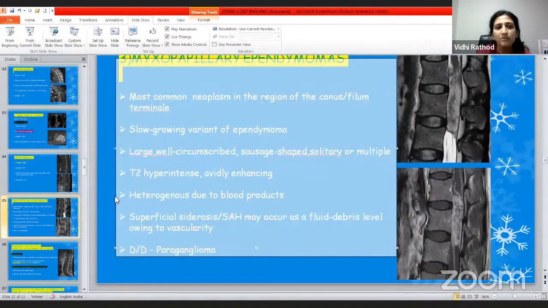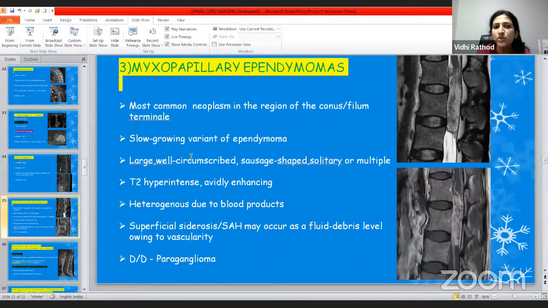Myxopapillary ependymomas. Myxopapillary ependymomas are the most common neoplasms in the region of the conus or filum terminale. Actually, myxopapillary ependymomas are intramedullary, but in this journal they have mentioned it in the extramedullary and intradural compartment. They are basically a slow-growing variant of ependymomas. They have a characteristic sausage shape. They are T2 hyperintense, and have avid post-contrast enhancement because they are very vascular. They can be heterogeneous due to blood products as well. And because of the vascularity, sometimes superficial siderosis or SAH may also occur.